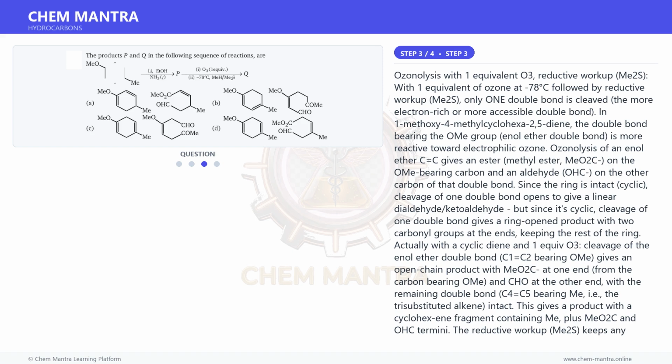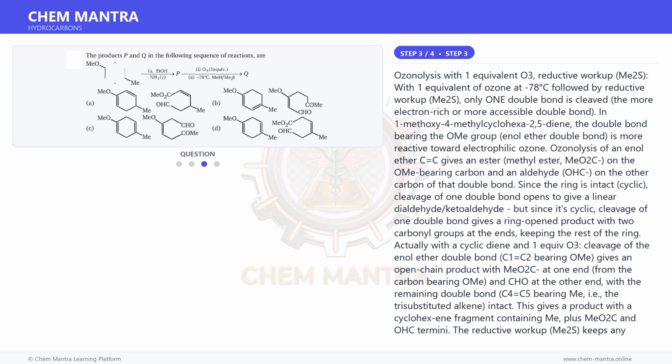Ozonolysis with 1 equivalent of O3, reductive workup, Me2S. With 1 equivalent of ozone at -78 degrees Celsius followed by reductive workup, Me2S, only one double bond is cleaved, the more electron-rich or more accessible double bond. In 1-methoxy-4-methylcyclohexa-2,5-diene, the double bond bearing the OMe group, the enol-ether double bond, is more reactive toward electrophilic ozone.